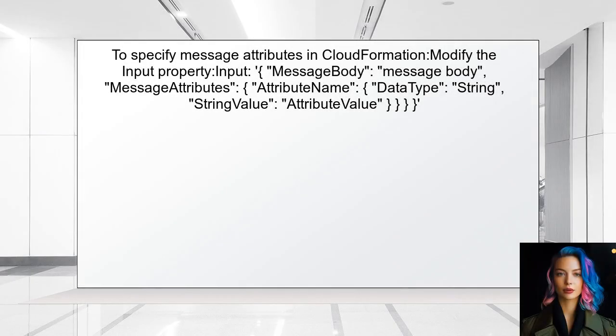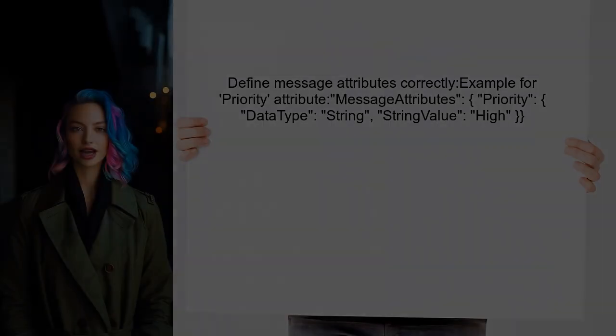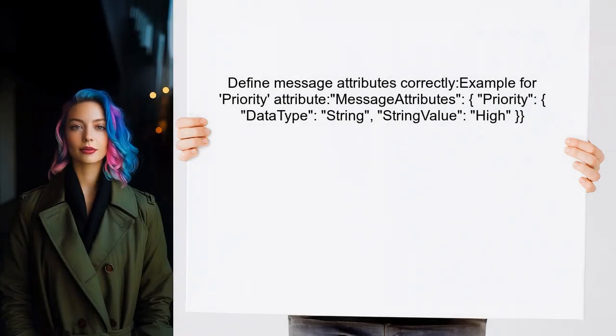To specify message attributes when sending messages to SQS via CloudWatch Events, the user needs to modify the input property in the CloudFormation template. Instead of a simple message body, they should use a JSON structure. Next, the user should ensure that the message attributes are defined correctly. Each attribute must have a name, a data type, and a value. For example, if the user wants to send an attribute called priority, they would define it as follows.